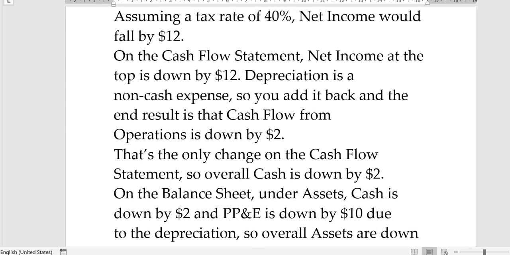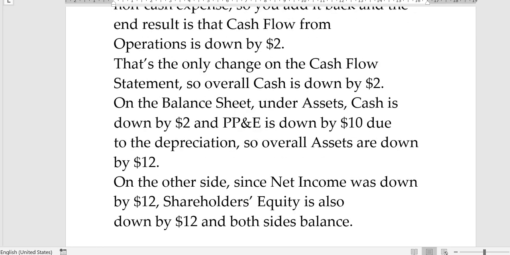On the cash flow statement, net income at the top is down by 12, and depreciation is a non-cash expense, so you add it back. The end result is that cash flow from operations is down by 2. That's the only change on the cash flow statement, so overall cash is down by 2.